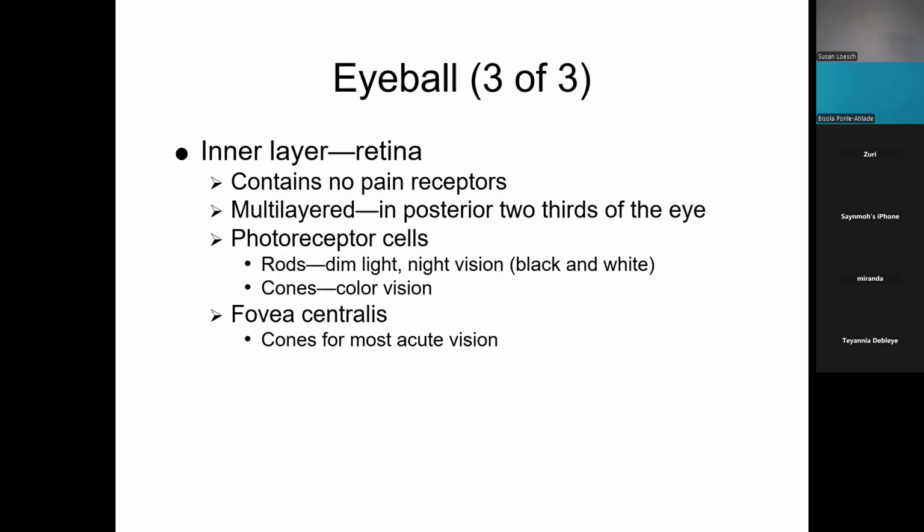Light energy is absorbed by these rods and cones, and then it's converted into electrical energy. Because remember, once the eye gets the signal, then it has to convert it and send it to the brain. Some people have color blindness. This is usually going to be in men. Okay. And that's because, again, it's on the X chromosome.